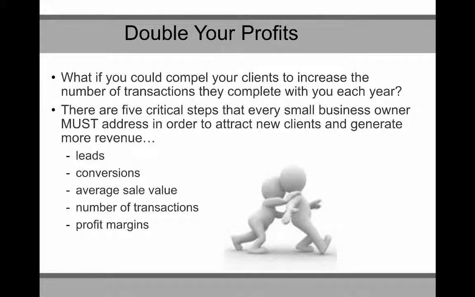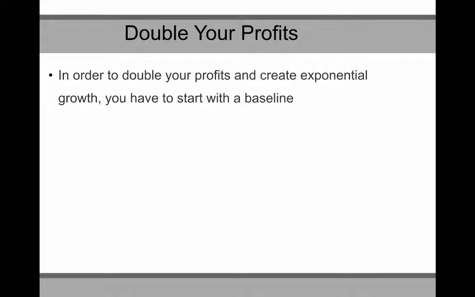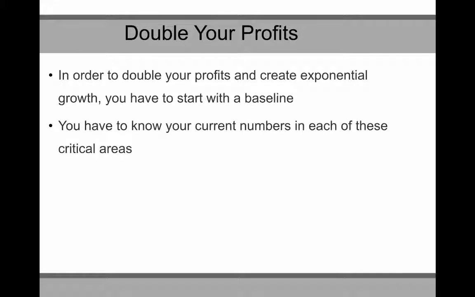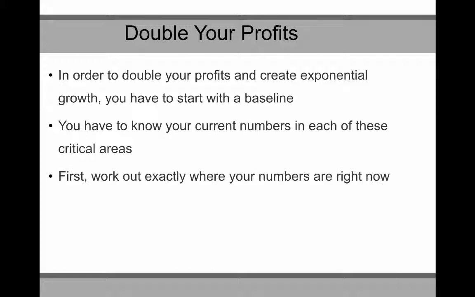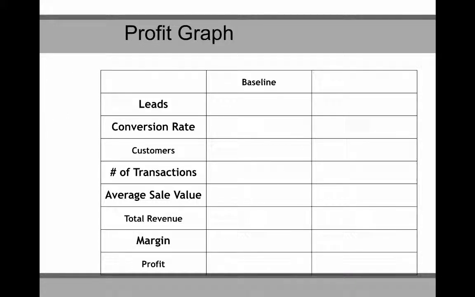So let's back up those steps with some specific numbers to illustrate exactly how this works. In order for you to double your profits and create exponential growth, you have to start with a baseline. This means you have to know your current numbers in each of these critical areas. So you first need to work out exactly where your numbers are right now. Once you have them, you can work out what you need to do to double those profits and make sure that you spend your time doing what you should be doing. So let's start with leads.